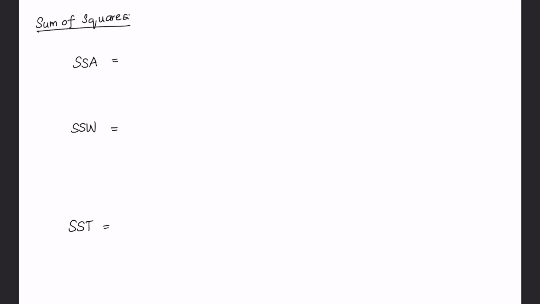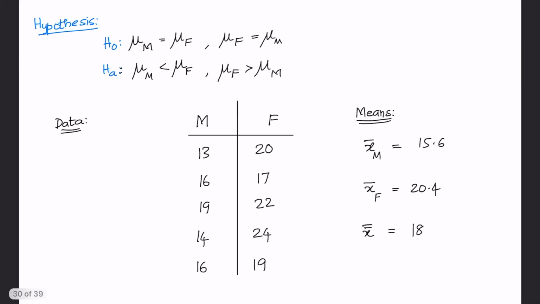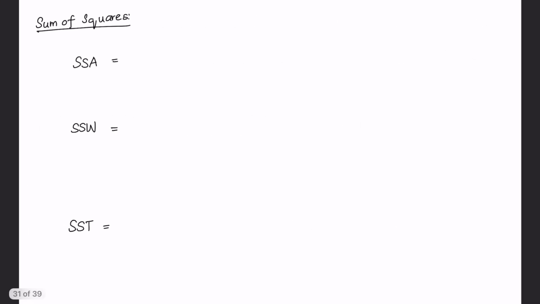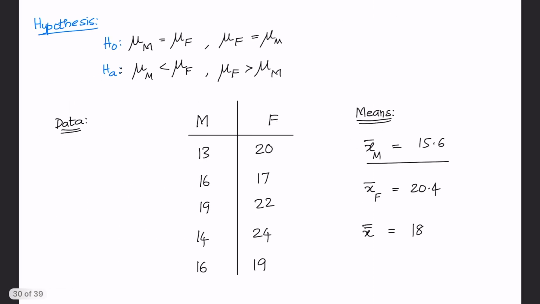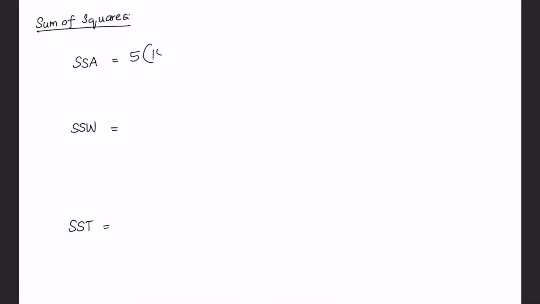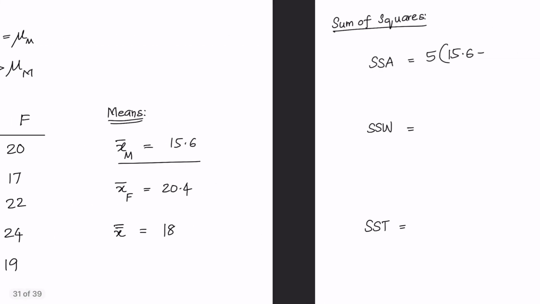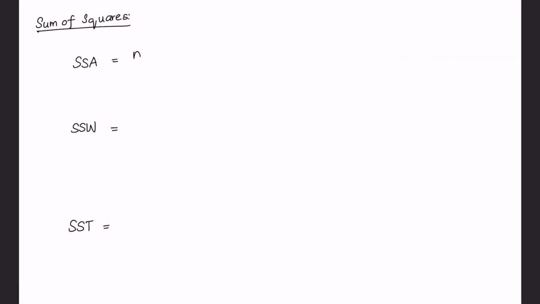Remember that we are trying to find the variation between the male mean and the grand mean. So we have 5 of these observations times the mean for the males, 15.6, minus. Let me write this down as a formula so that you can remember it: the number of males times x bar of m minus x double bar squared, plus the number of females times x bar of f minus x double bar squared. This is pretty evident. The number of males is 5.